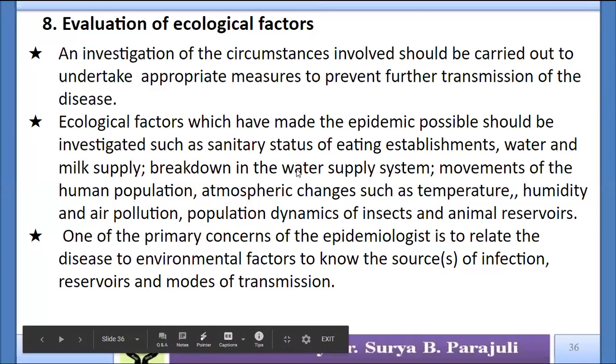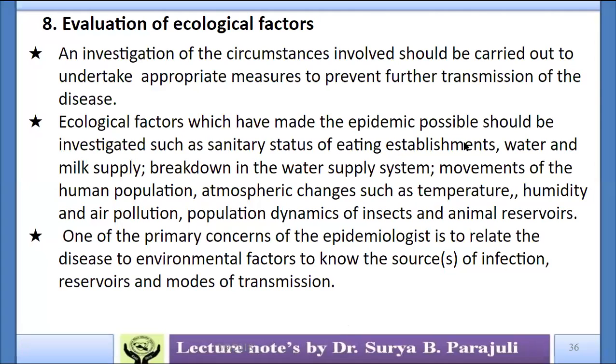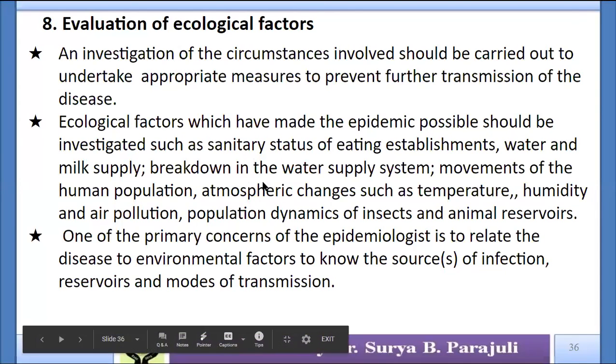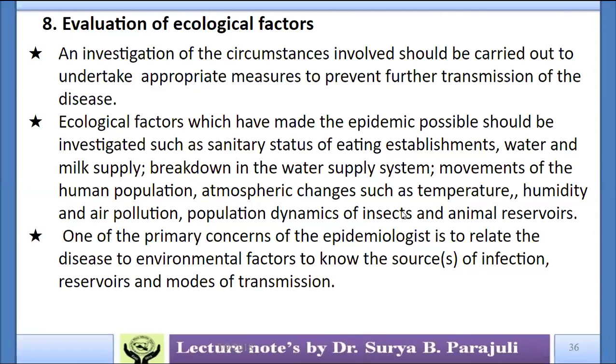You can see the sanitary status of eating establishments, especially for food poisoning. The causative agent may be some microorganisms, but what is the environmental cause or ecological factor? Maybe the sanitary status of eating establishments, water and milk supply, breakdown in the water supply system. Now in this rainy season, during floods, we may have frequent breakdowns in the water system.